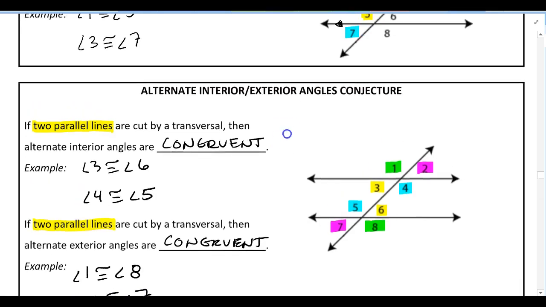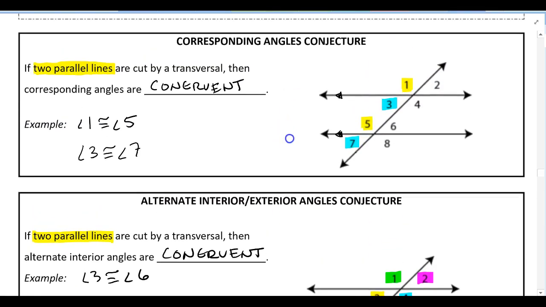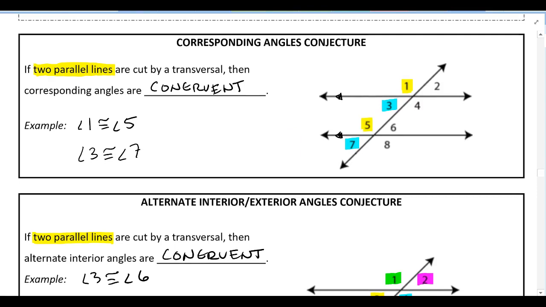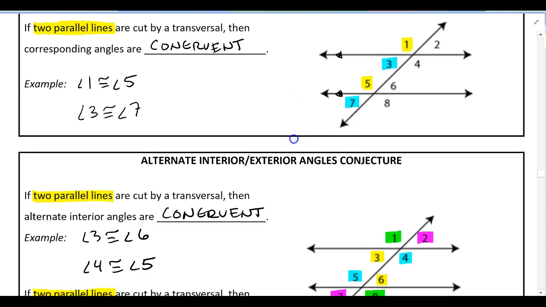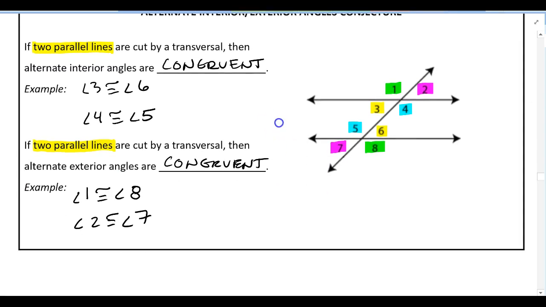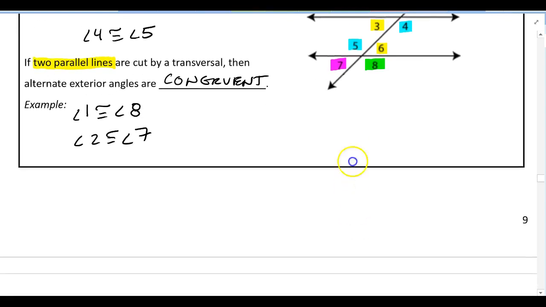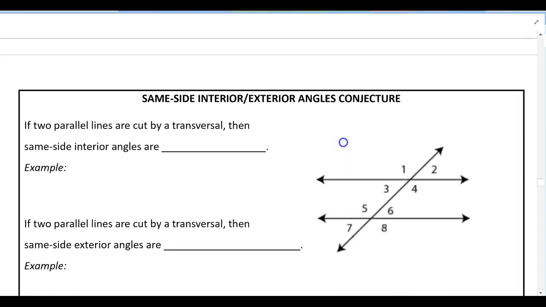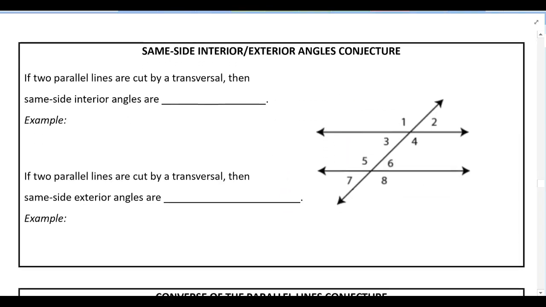Alright, so far we've got if two parallel lines are cut by a transversal, the corresponding angles are congruent, the alternate interior angles are congruent, and the alternate exterior angles are congruent. So let's move on to same side interior and exterior angles. Let's highlight a pair of same side interior.